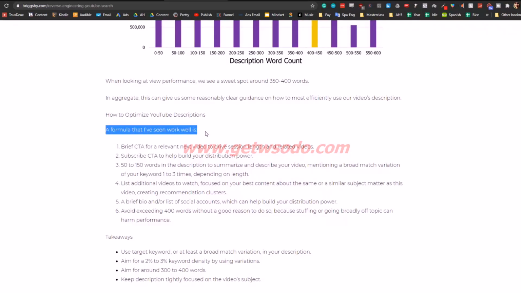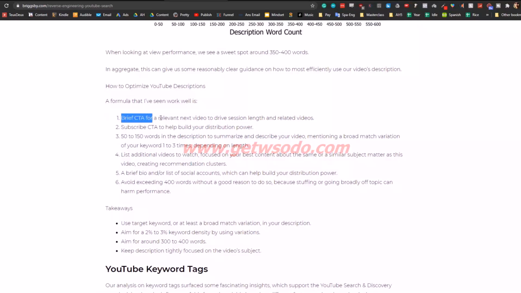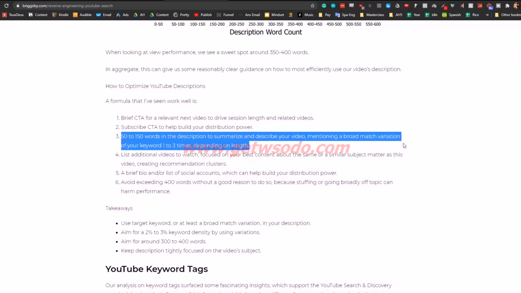So here's a formula that we've seen work well: a brief call to action for a relevant next video to drive session length and related videos. So if you have a video that is about how to make money on YouTube, have more of your videos in the description of your video. Also have a subscribe call to action to build your distribution power, basically more subscribers, more reach, right? Now 50 to 100 words in the description to summarize and describe your video, mentioning a broad match variation of keywords 1 to 3 times depending on your length.